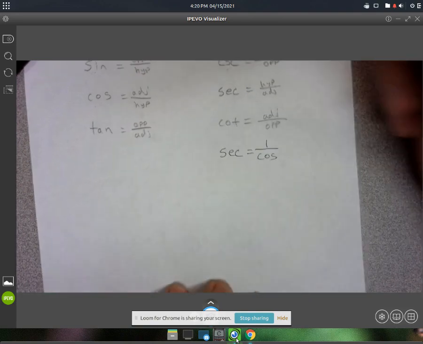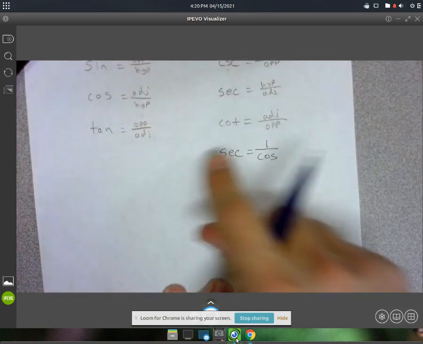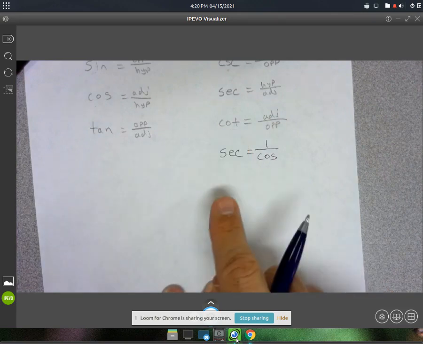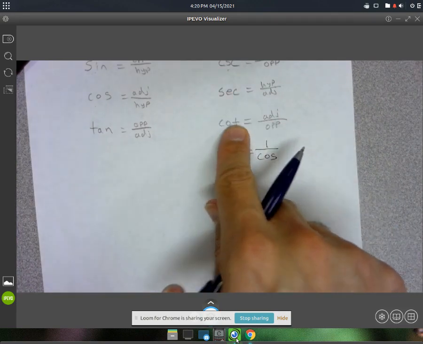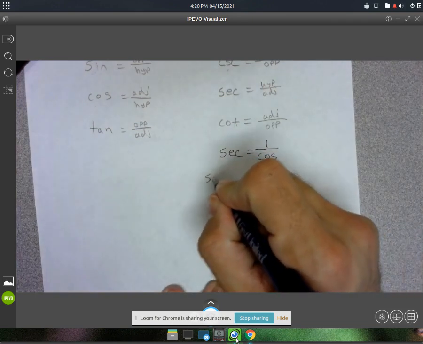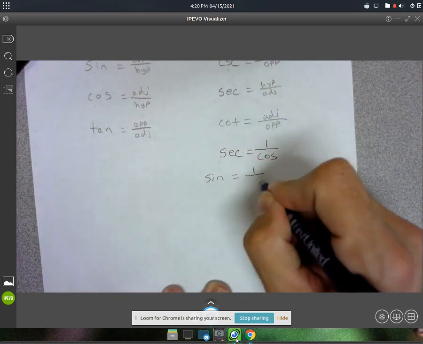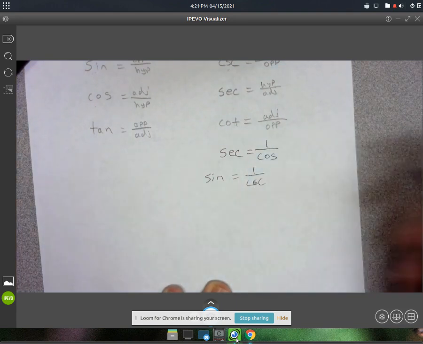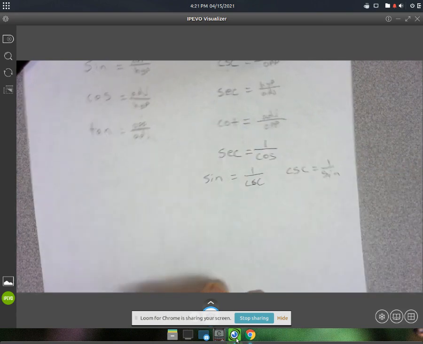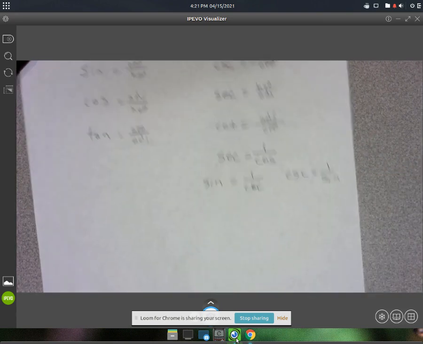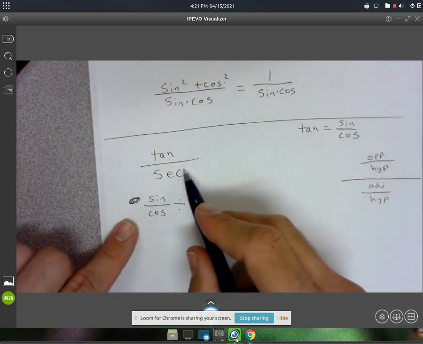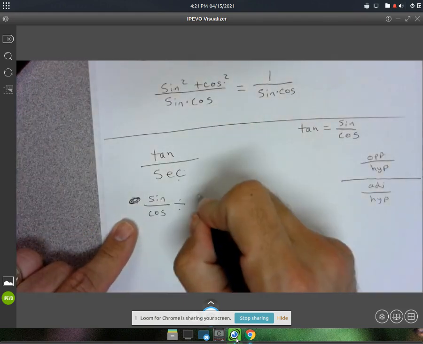It's the reciprocal of cosine. And same thing goes for cotangent and tangent. Tangent would be 1 over cotangent, or you could say cotangent is equal to 1 over tangent. These are all equivalent statements. Like I could say that sine is equal to 1 over cosecant, or cosecant is equal to 1 over sine. You're able to flip them, and that's the definition of a reciprocal. So secant is 1 over cosine.